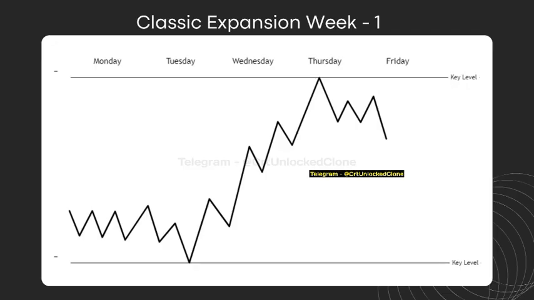More often than not, Monday's candle is likely going to be a ranging profile, and then Tuesday happens to be a manipulation profile, and then Wednesday and Thursday lead to an expansion profile, and then Friday is usually a retracement profile, right?